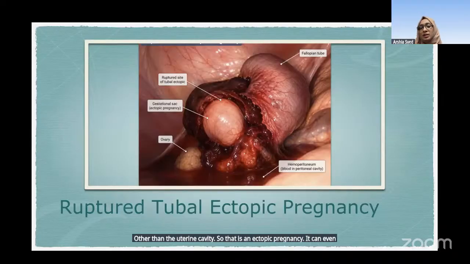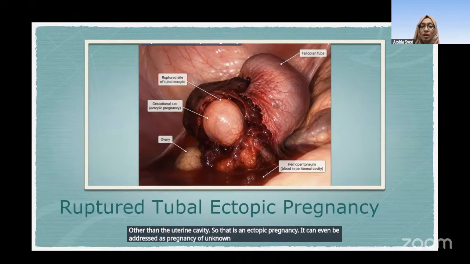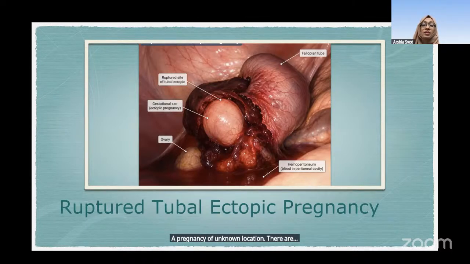It can even be addressed as pregnancy of unknown location. If you know that the urine pregnancy test is coming positive, but you're not able to find where the pregnancy is, it can even be termed as a pregnancy of unknown location. There are many different locations where pregnancy can even implant.